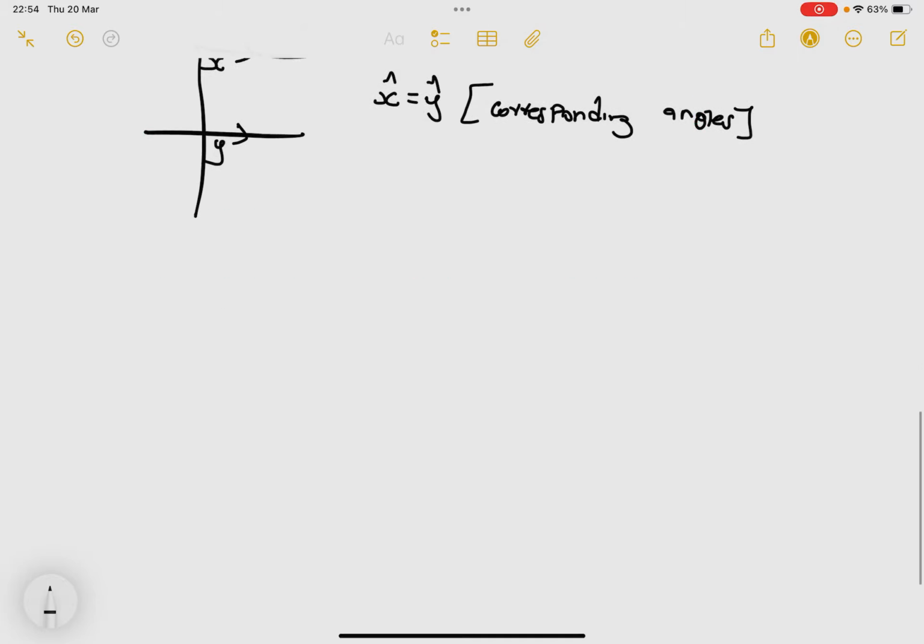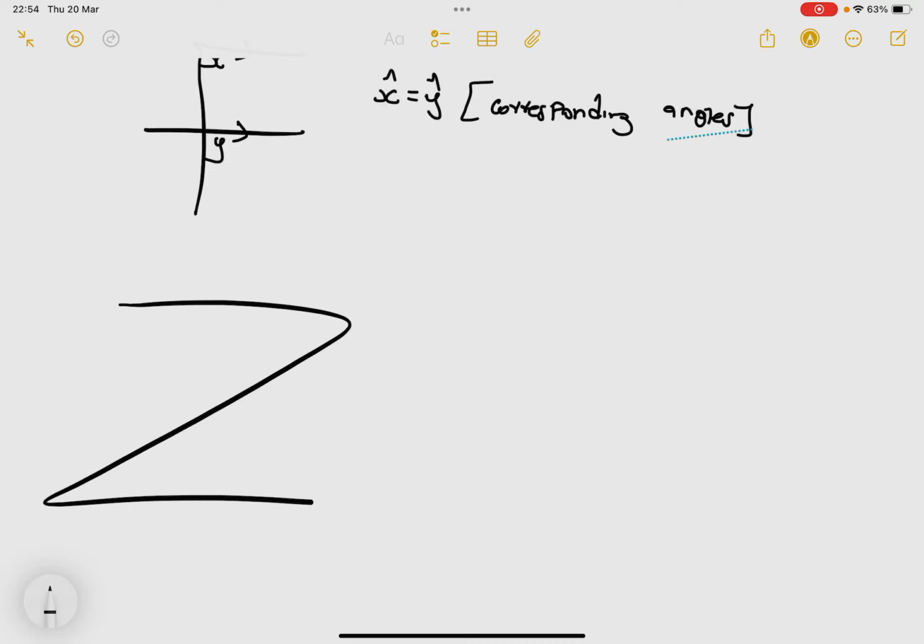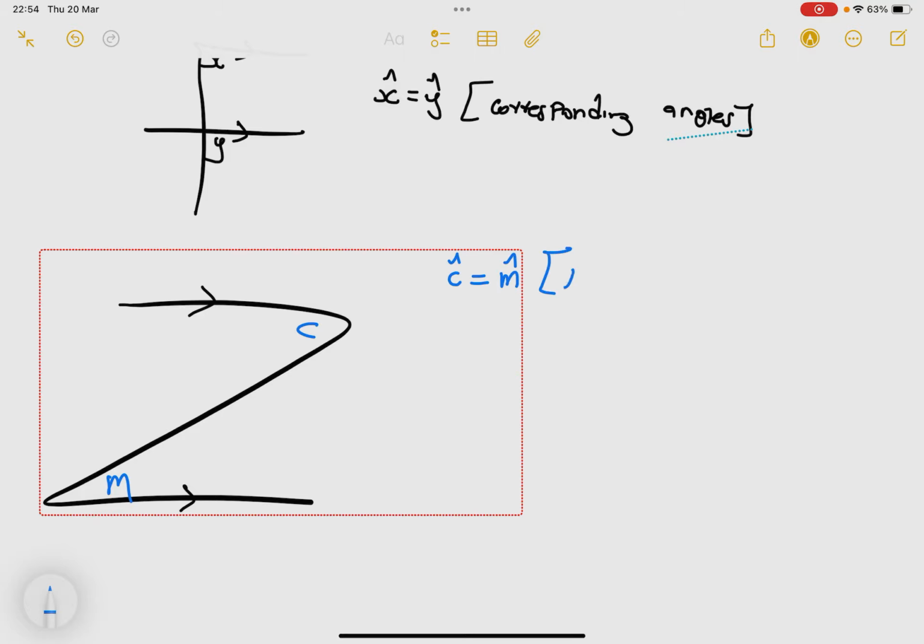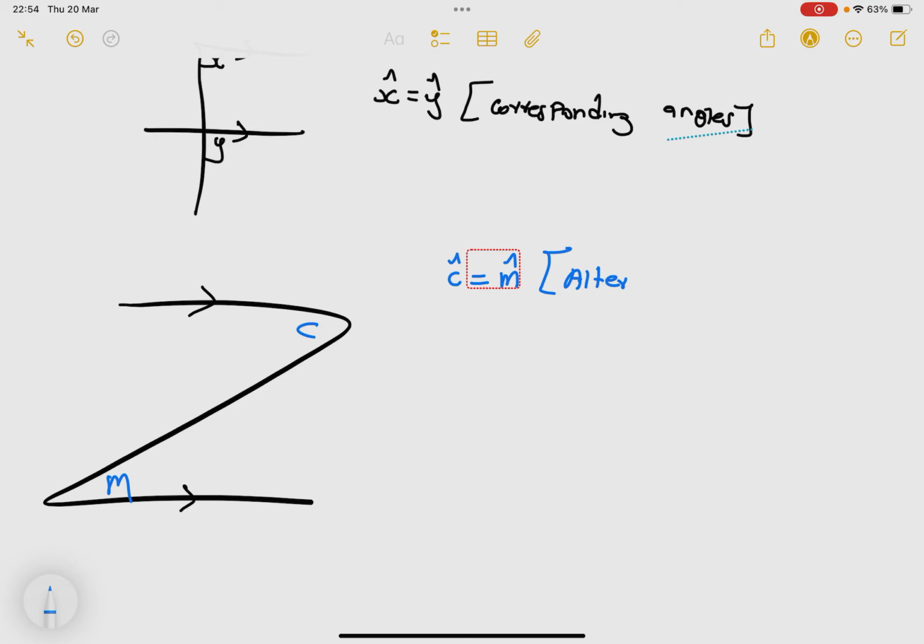And then let's have the Z shape, right? If these two are the same, let's just have C and M here. We're just going to say the angle C equals the angle M, and that is because of the what? The alternate. That is because of the alternate angles.